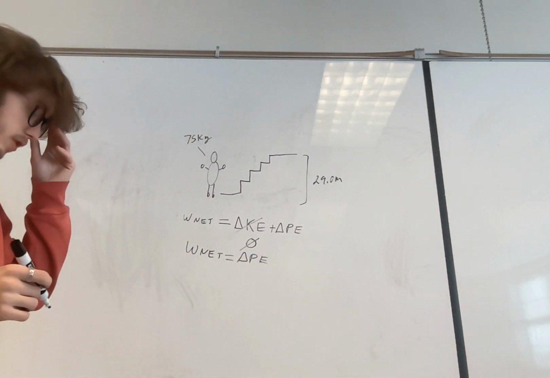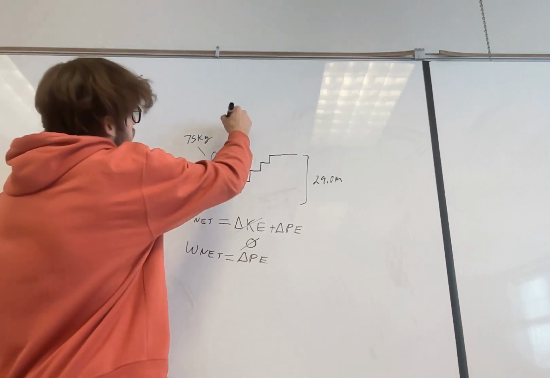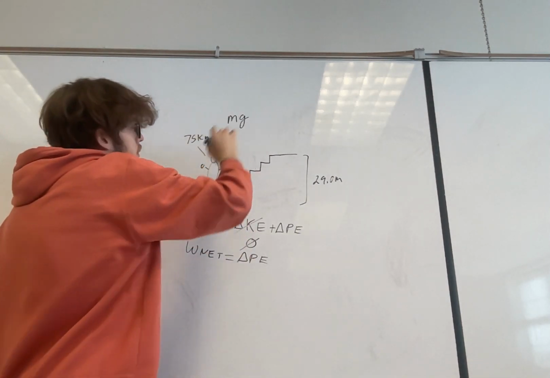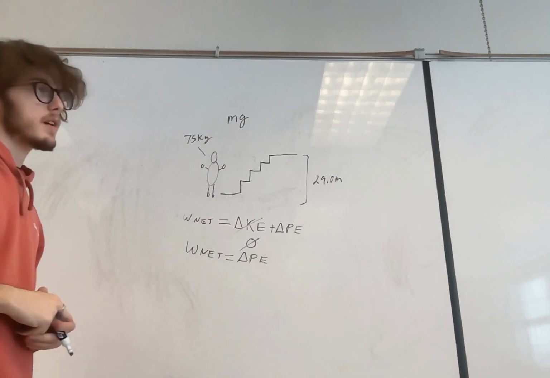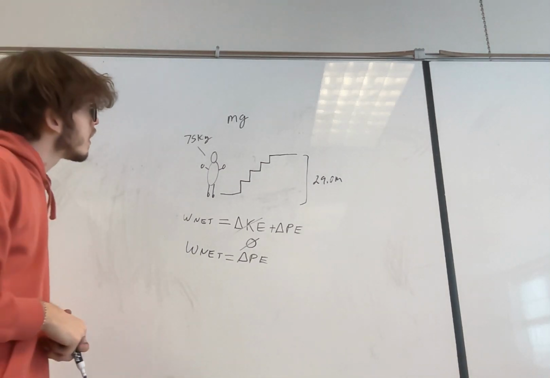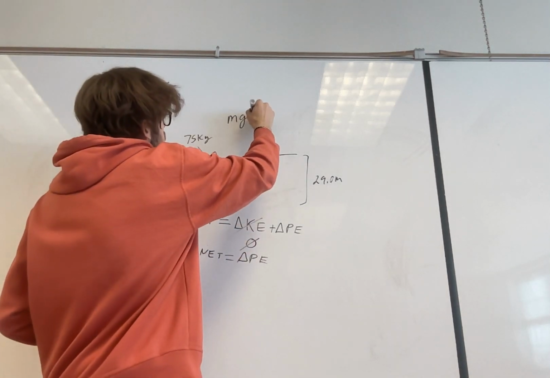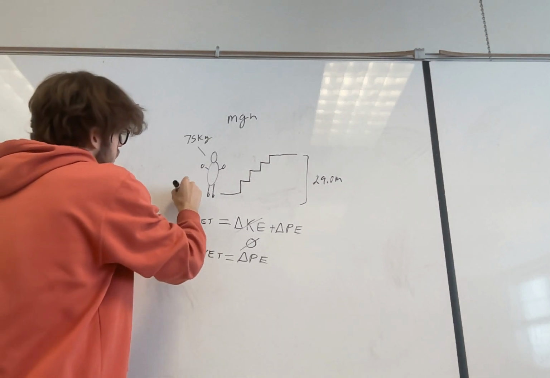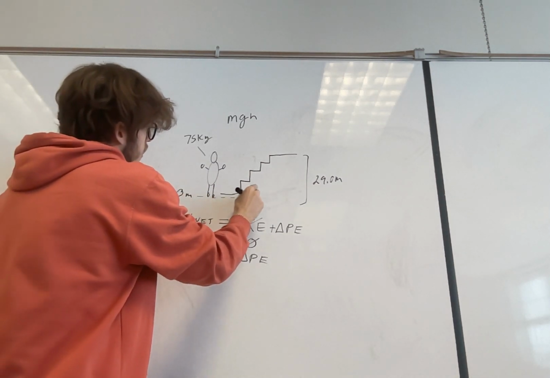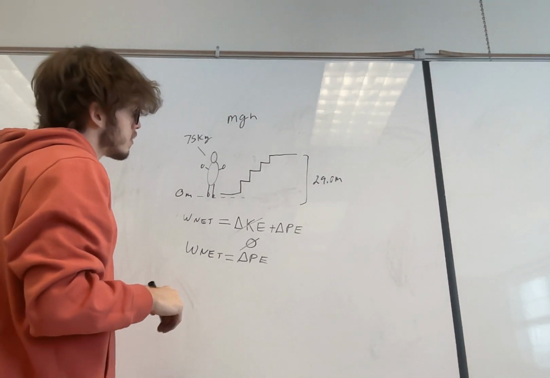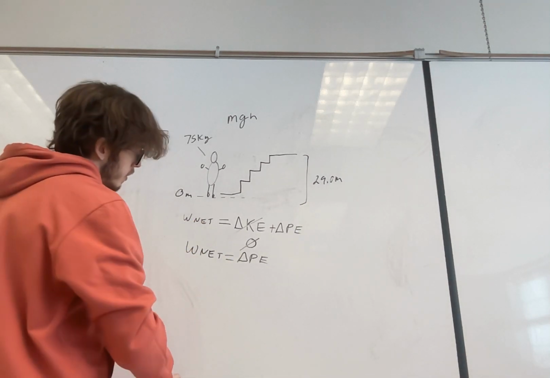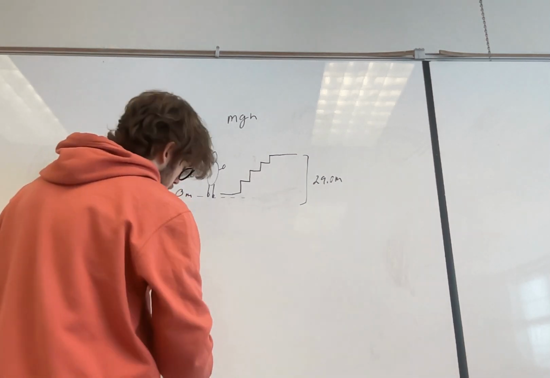Now, what is potential energy? Potential energy is the mass of the person, times gravity, and on Earth, that's always 9.8 meters per second squared, times the height relative to the ground. So we're going to assume that this is the ground level right here that the guy's starting on, right? So let's work through, let's draw out the potential energy idea for work net.